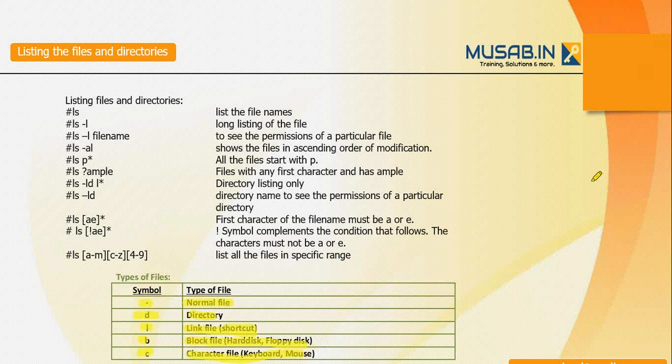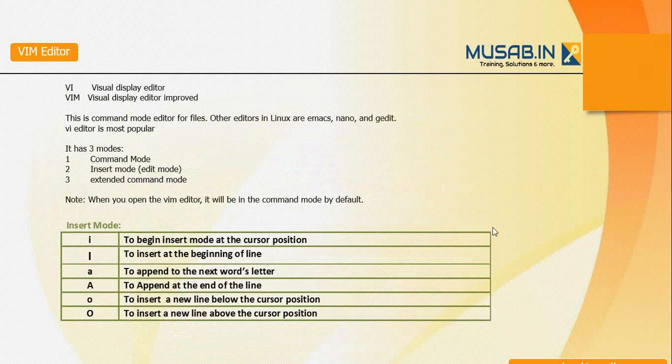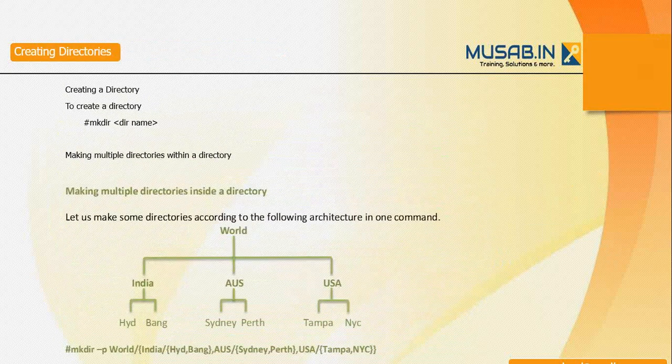So by seeing these symbols, you can find out what kind of file it is, whether it is a normal file, directory file, link file, block file, or character file. These are the symbols, guys, that we have to remember. Now let's come back to our cat command.